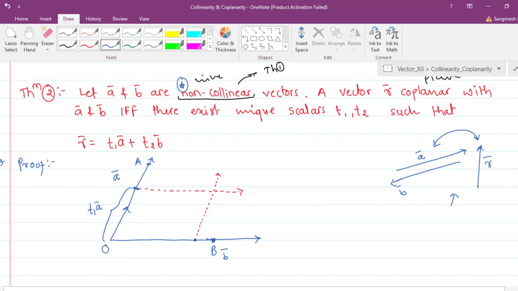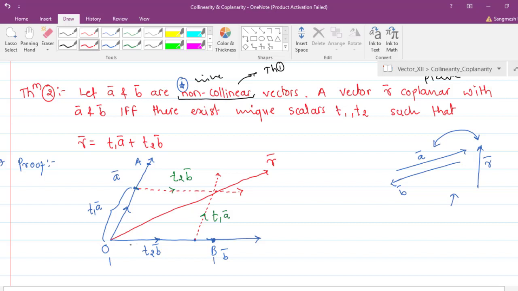In the same way, this total from B to O is my total B bar, but I want a part of this vector B bar. So let's take that part as t2 B bar. So this becomes my t2 B bar. Okay, so using the parallelogram law, this becomes my t2 B bar, and this becomes my t1 A bar. So the resultant you will be having here, by the triangle law, this becomes my R bar.